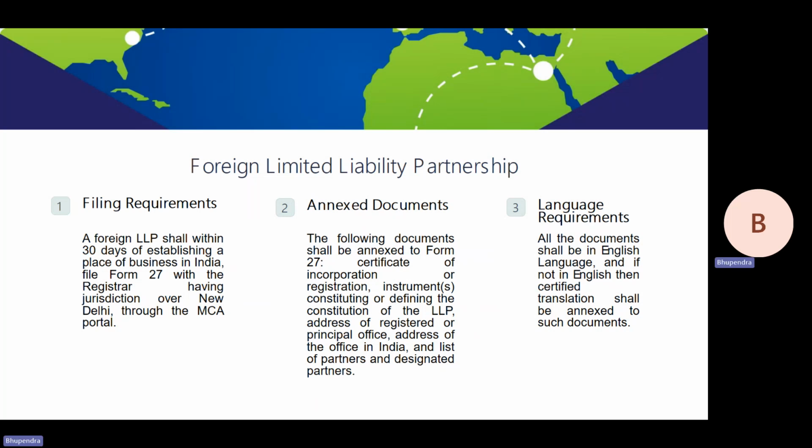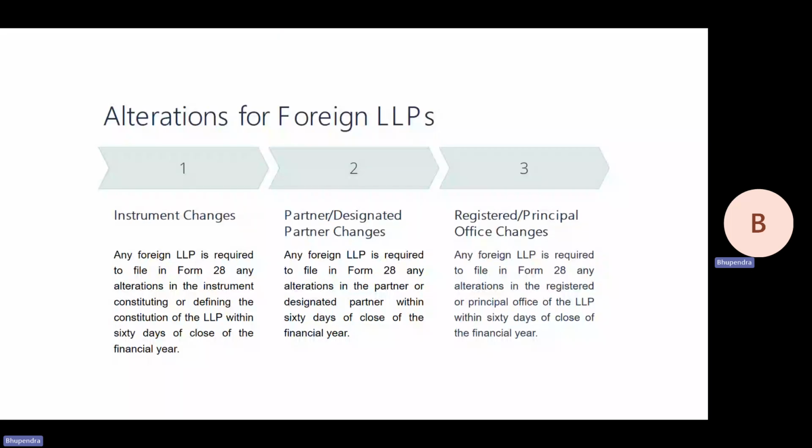Alteration in foreign LLP. Can anyone recall which form Harshita talked about? इसमें सारे फॉर्म के नंबर ही आने वाले हैं, ऐसे याद कर लो, those people will win who know the form numbers.